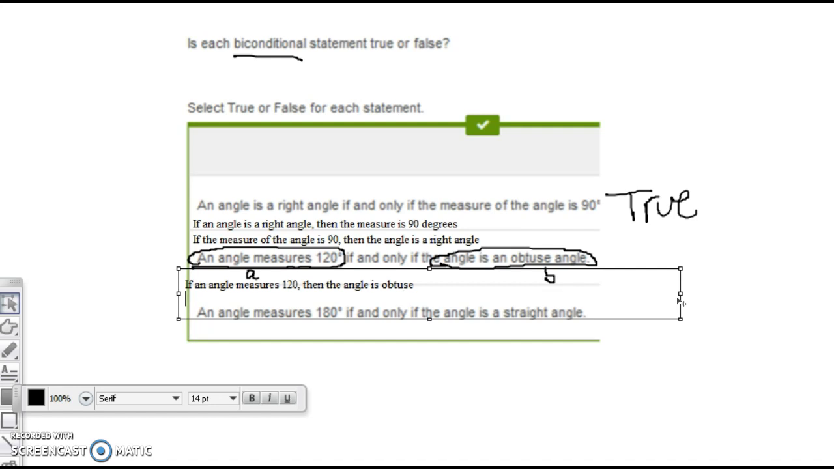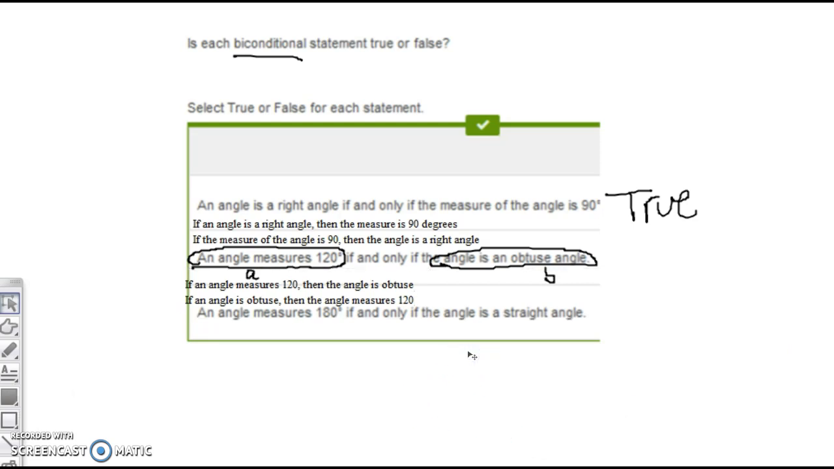So now let's check the converse. Let's flip it. So if an angle is obtuse, then the angle measures, not snangle, 120 degrees. If an angle is obtuse, the angle doesn't necessarily have to be 120 degrees. That is a false statement. It could be 150 or 130 or 91 degrees, right? Anything over 90 can be obtuse. So that one's false.